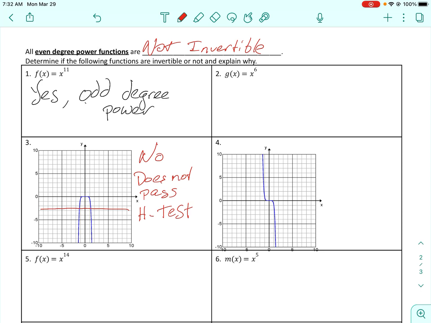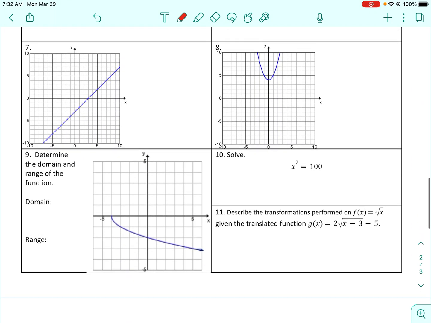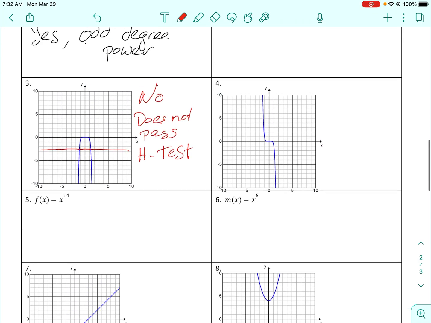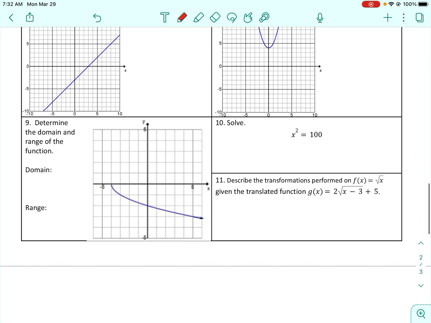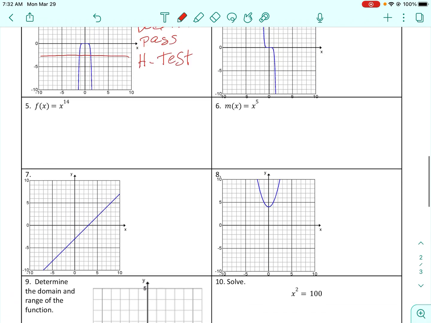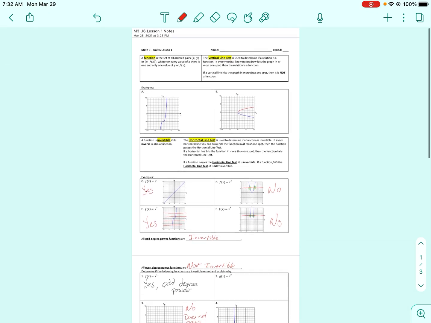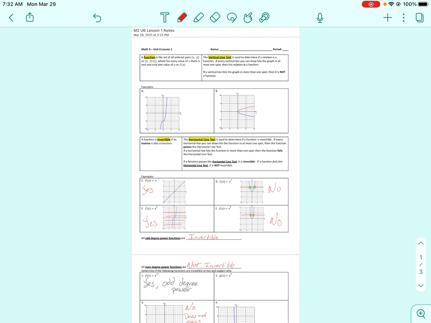All right. Now go ahead and do the rest of these on your own. Notice that 9, 10, and 11 are different questions, so pay attention to those. They look like they're just review. So, all right. If you guys have any questions, go ahead, hop on the Zoom call and let me know.